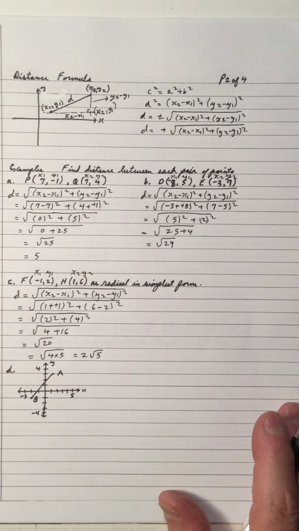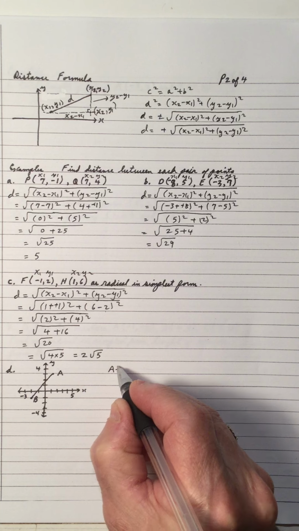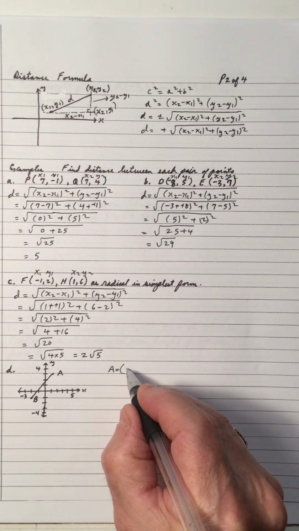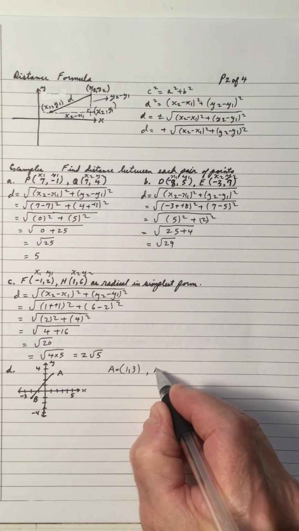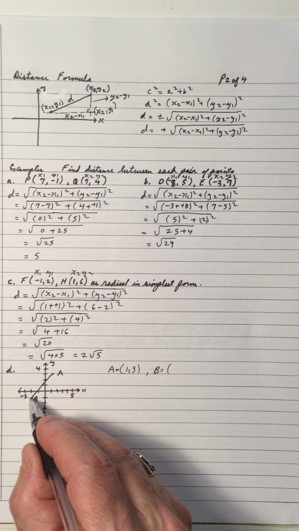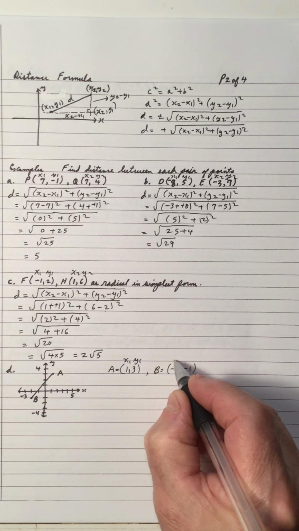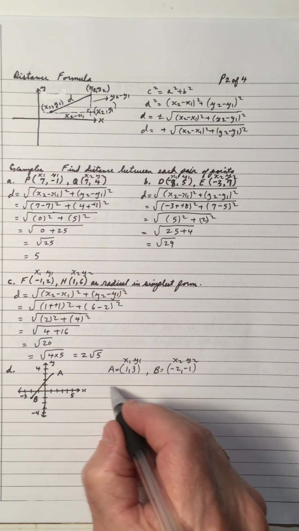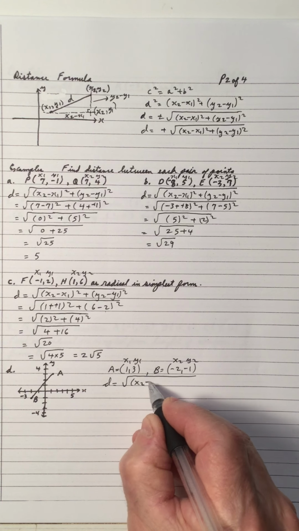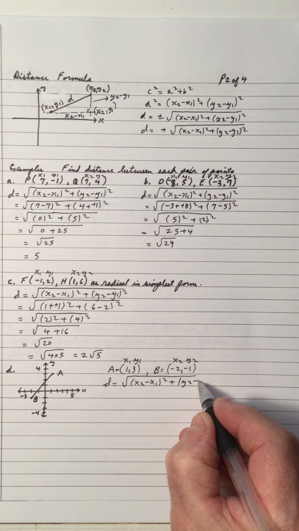Now let's do another one. And we have a, so a is x is 1, y is 3, and b is x is negative 2, y is negative 1. So this is x1, y1, x2, y2, and the distance formula, square root of differences in the x's and the differences in the y's. Very similar to slope.